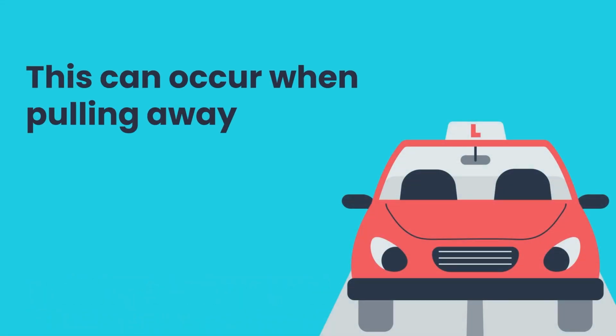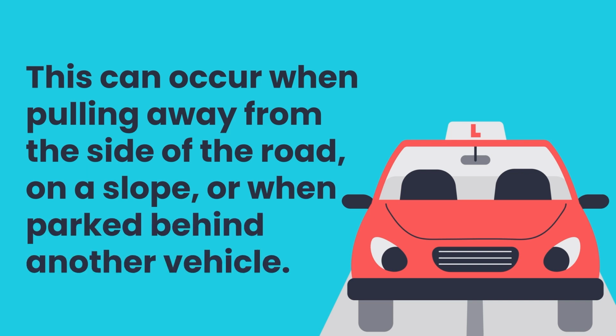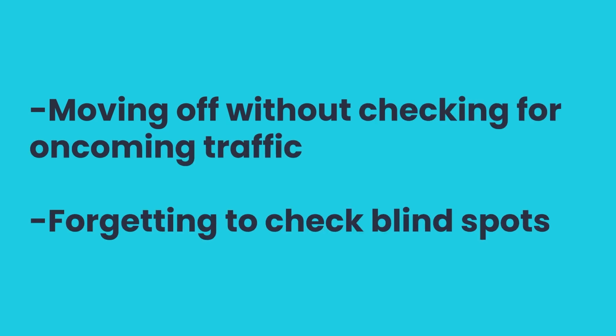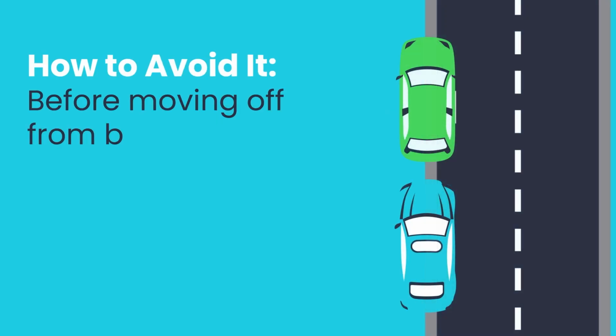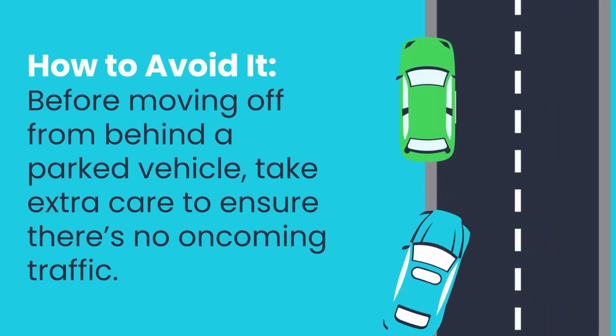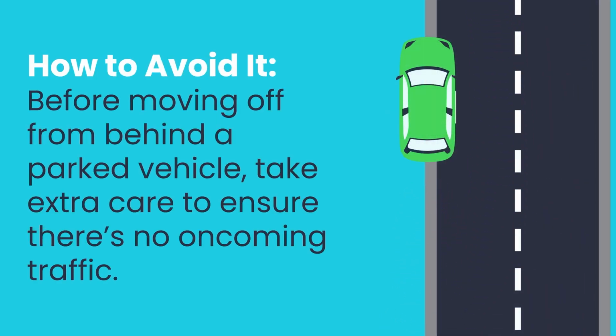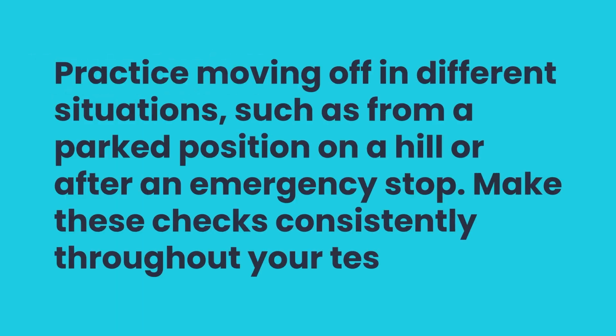The next is failing to move off safely. This can occur when pulling away from the side of the road or on a slope, or when you are parked behind another vehicle. Mistakes can be moving off without checking for oncoming traffic or forgetting to check your blind spots. To avoid this, before moving off behind a parked vehicle, take extra care to ensure there is no oncoming traffic, or practice moving off in different situations, such as from a parked position on a hill or after an emergency stop. Make your checks consistently throughout your test.